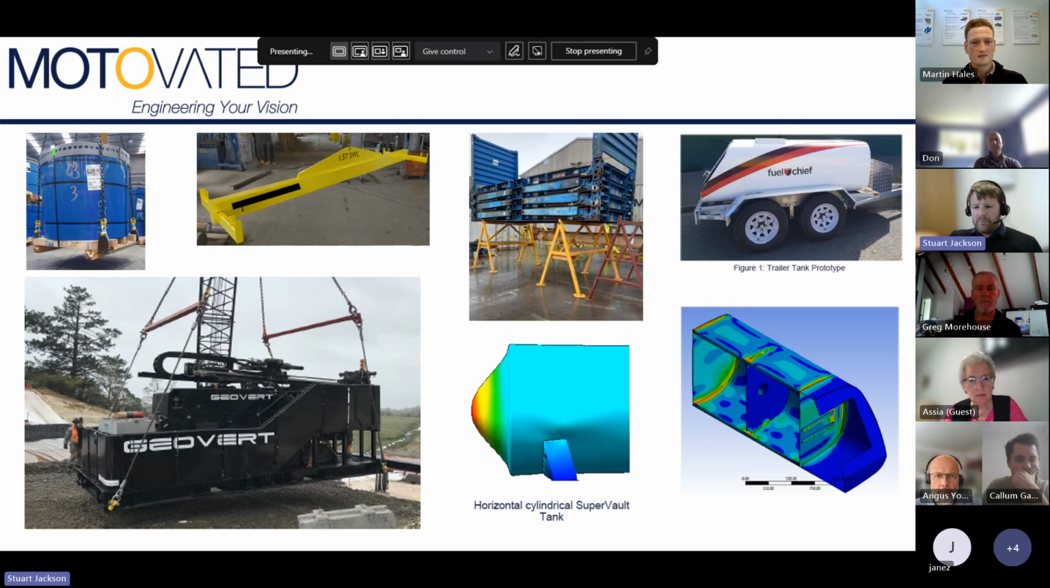Trailer tanks, for example, they have fluid inside, so it's a fluid motion, and so we're making sure that during the load cases, there's not going to be ruptures occurring at high stress locations.